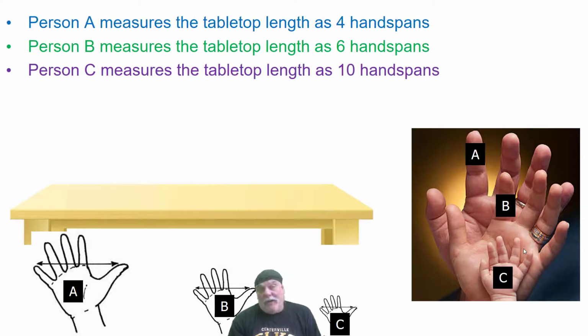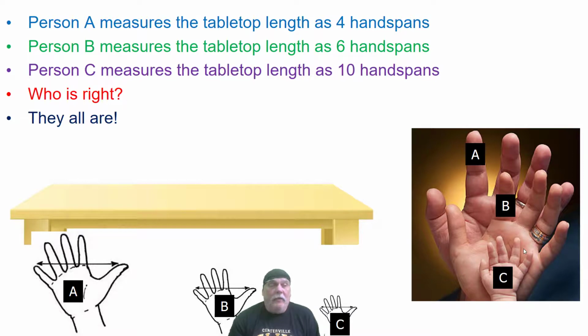4 hand spans, 6 hand spans, 10 hand spans. Well, who's right? Well, oddly enough, they all are. All 3 of them are right. They are all correct. Even though they are different numbers, they're correct because we are using a non-standard measurement unit. The hand span in this case is not standard. Person A's hand span is larger than person C's hand span, so it takes fewer person A hand spans to get the same length as the 10 hand spans for person C.